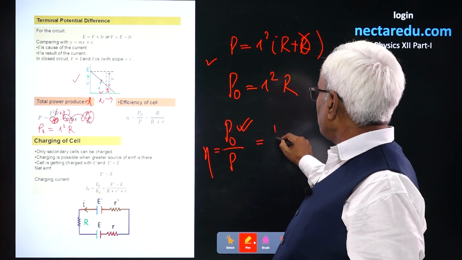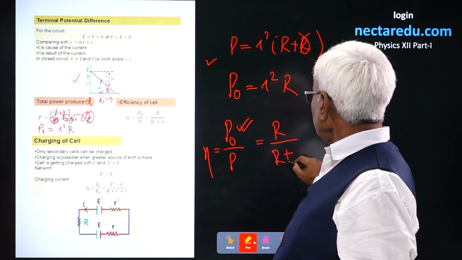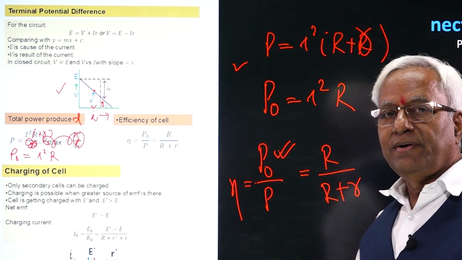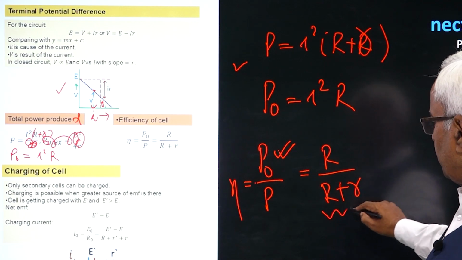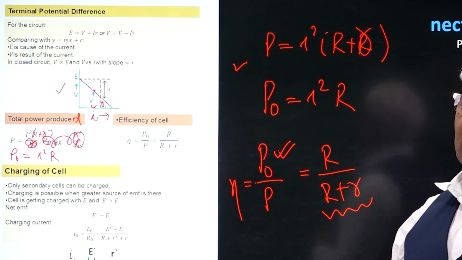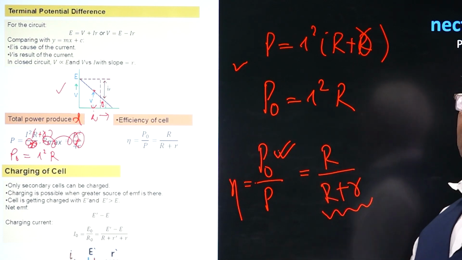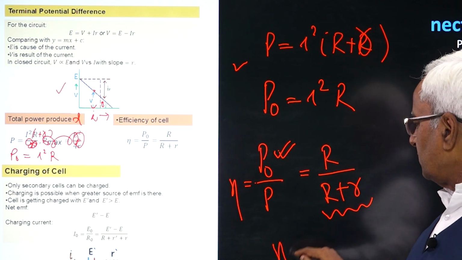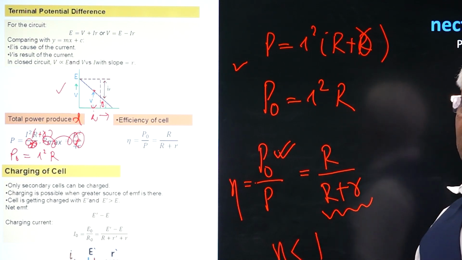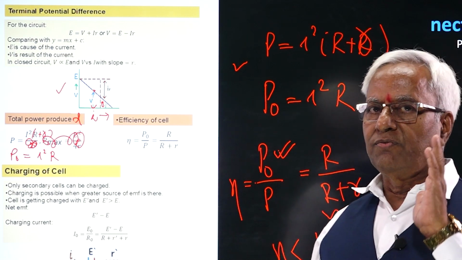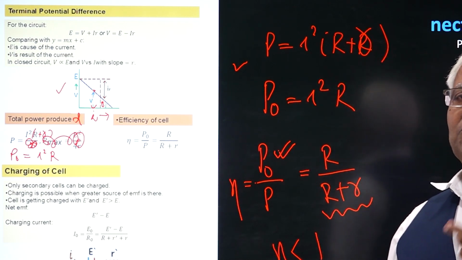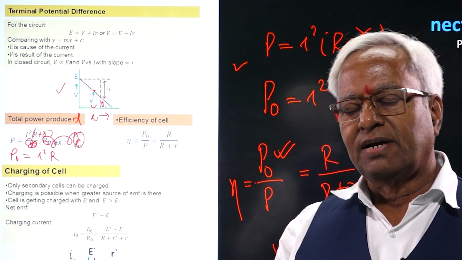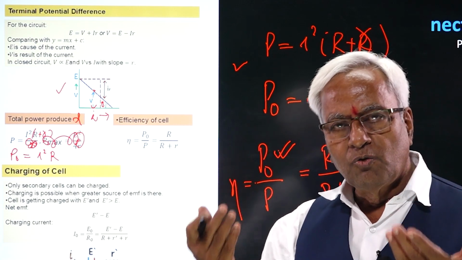This ratio is going to be R upon R plus r. Since resistance can never be negative, certainly this denominator is going to be greater than capital R. So once you get the denominator greater than the numerator, obviously the whole fraction is less than 1. We conclude ultimately that the efficiency of any cell is always less than 1, that is 100%. Better to say with confidence that no cell could have an efficiency greater than 100% or even up to 100%.